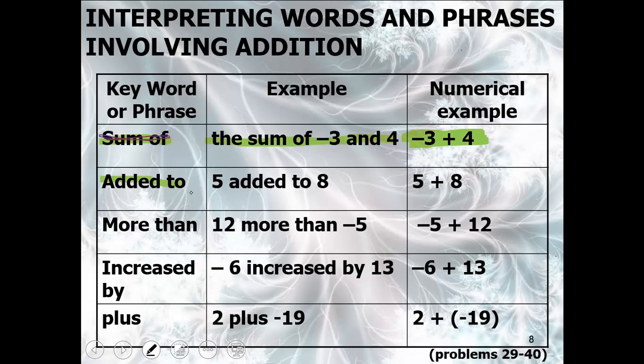Keyword or phrase: added to. 5 added to 8 would just be 5 plus 8. This means addition. More than. Not to be confused with is more than. Is more than would be an inequality, but this would be phrases like 12 more than -5. This right here, 12 more than, that's like in addition to. So that's -5 plus 12. Increased by. -6 increased by 13 is -6 plus 13. Plus 2 plus -19 is just 2 plus and -19, just like this. That one is very intuitive.